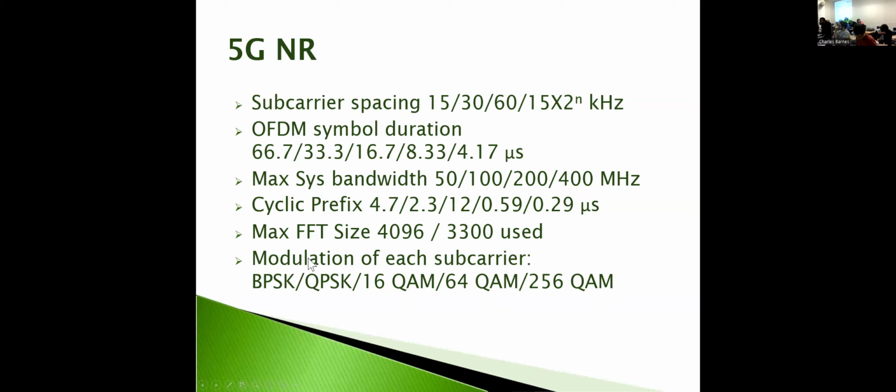So the modulation of each subcarrier can range from BPSK all the way up to 256 QAM. LTE, I think, capped out at 64 QAM. And as you might imagine, a lot of control signals are really at a higher level of the network stack, and we're not going to be able to talk about that in this course. It's maybe a different type of course.